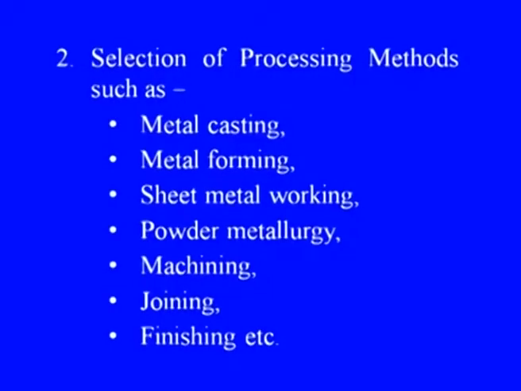Number 2, selection of processing methods such as metal casting, metal forming, sheet metal working, powder metallurgy, machining, joining, finishing, etc. Selection of the process sequence, appropriate tooling and equipment constitutes the third step.